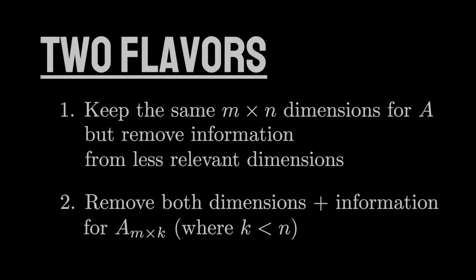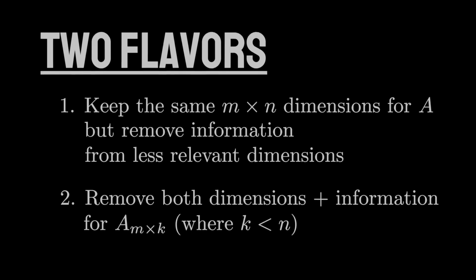Okay, but now let's move on to the second flavor of dimensionality reduction, where we're not just going to be removing the information contained in less important dimensions. We're going to be removing that information, but we're also going to be actually changing the shape of our A matrix and getting rid of those dimensions.